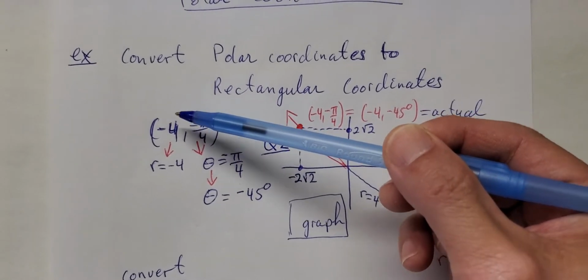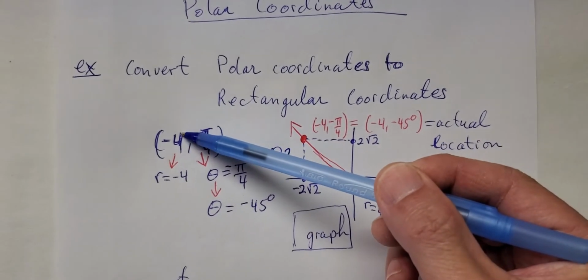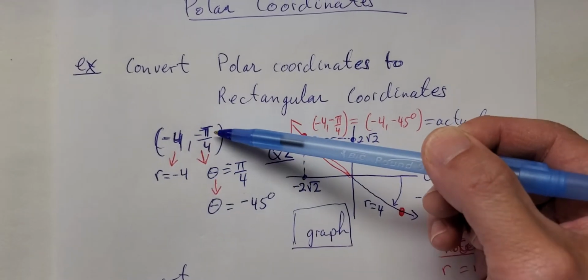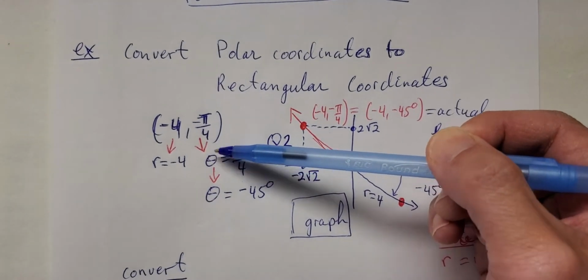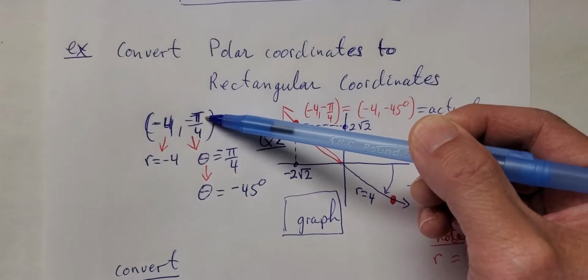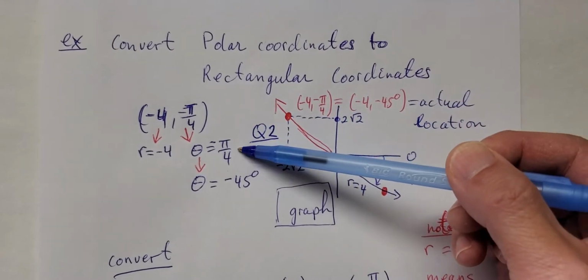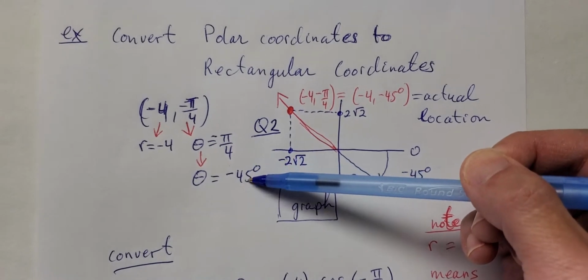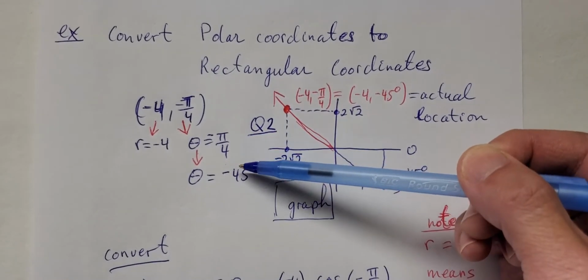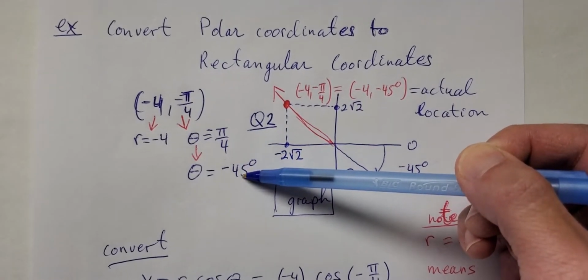Okay, so one more time: polar coordinate. This number is always r. This number is always your angle, or theta. It is always in radians. However, radians is more difficult to visualize, so change it into degrees. So negative pi over 4 is negative 45 degrees.